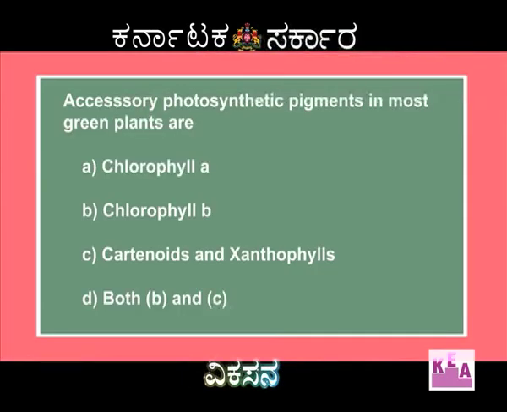So, which option should be correct here? Option D, both B and C, since chlorophyll B, xanthophylls and carotene all just trap the sunlight and pass it to chlorophyll A. So, they are called accessory pigments.